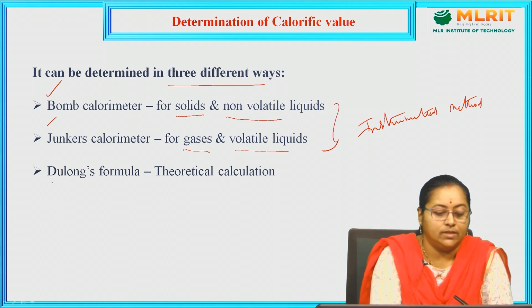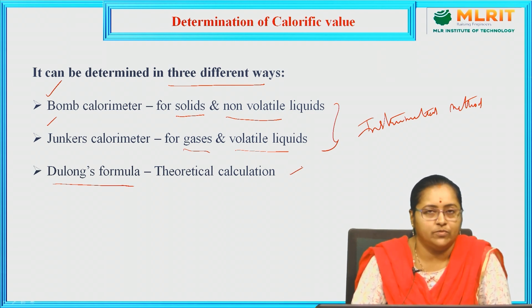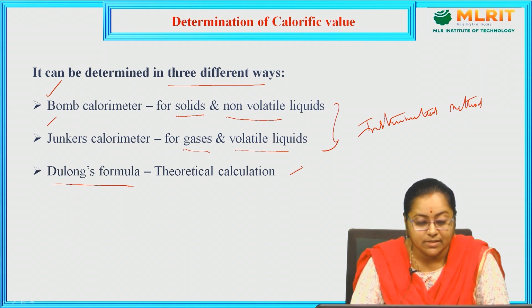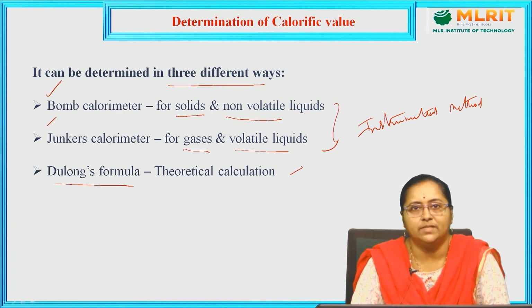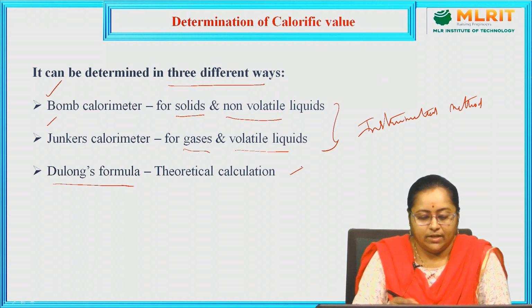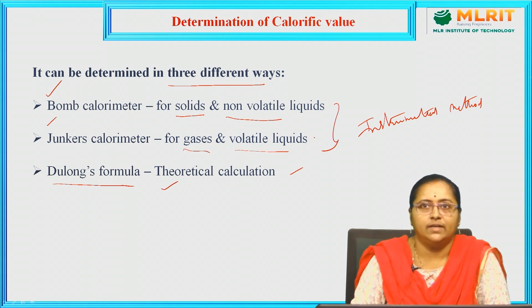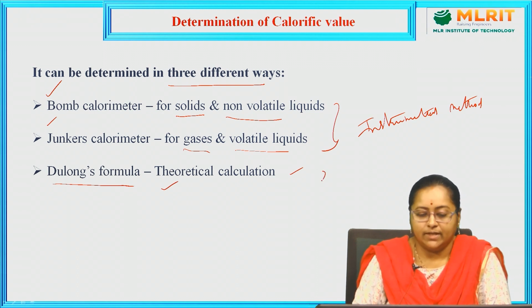The third approach, or third method, is Dulong's formula. This is a purely theoretical approach. Theoretical approach means we will get approximate results for the calorific value of the supplied fuel sample. As it is an example of a theoretical approach, this can be applicable for any type of fuel sample. That means we can use Dulong's formula for calculating the calorific value of any supplied solid, liquid or gaseous fuel. So, the first two come under practical or experimental approach, and the third one comes under theoretical approach.